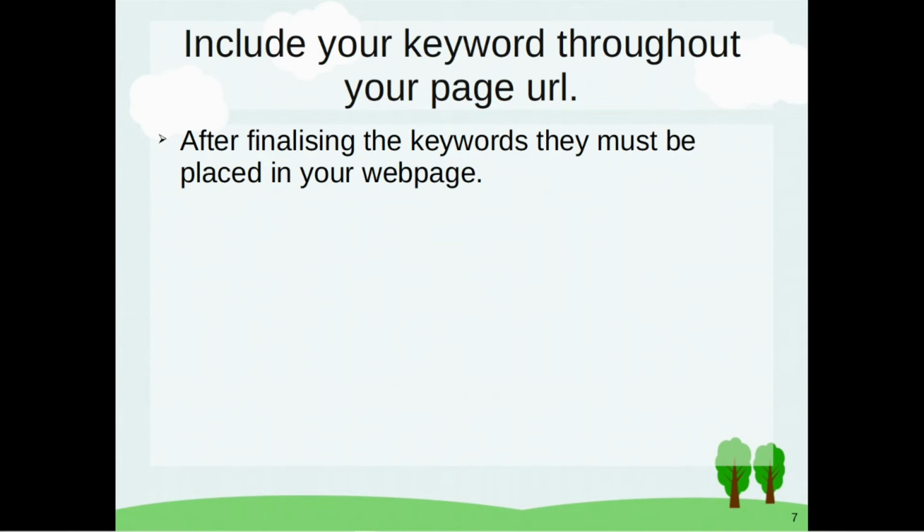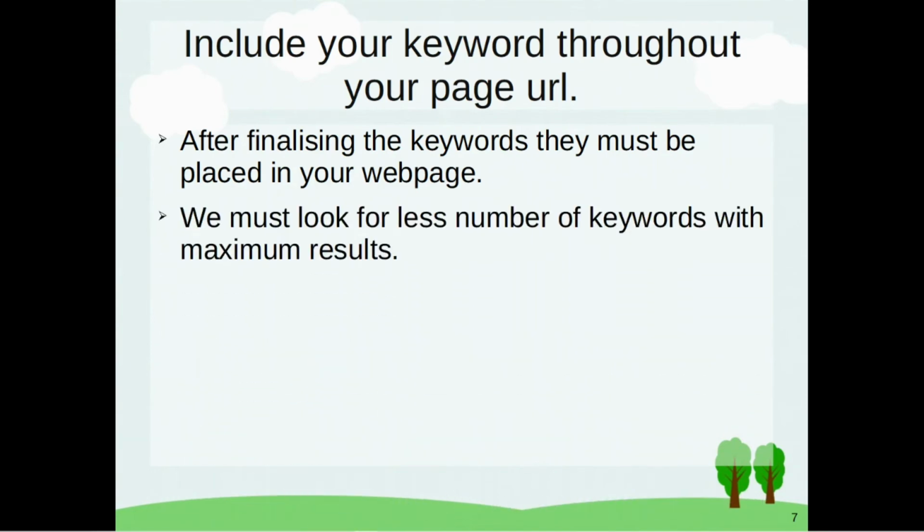Bookselling.com is the URL and the keyword is book selling. So next we can also say that we must look for a smaller number of keywords with maximum results. As I said, we don't need a lot of keywords. We have to point out the main keywords which will give us a lot more traffic and a lot more people will visit our website.